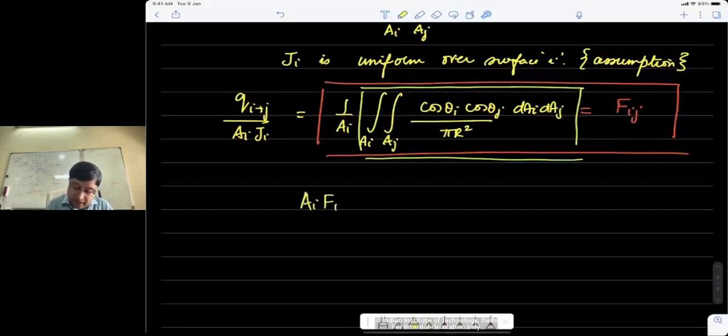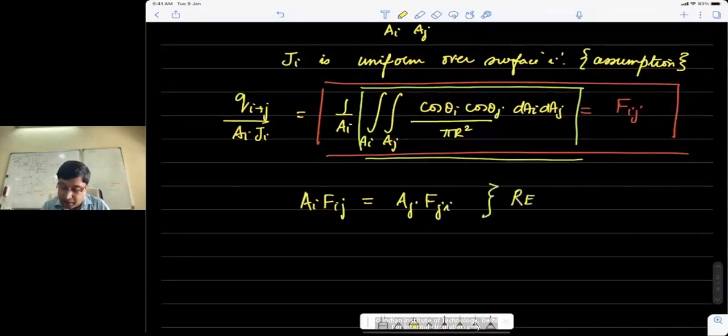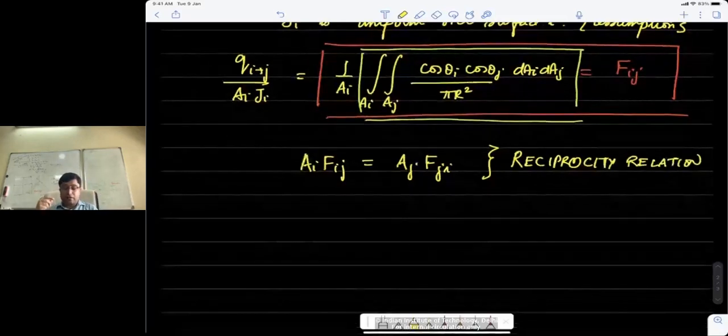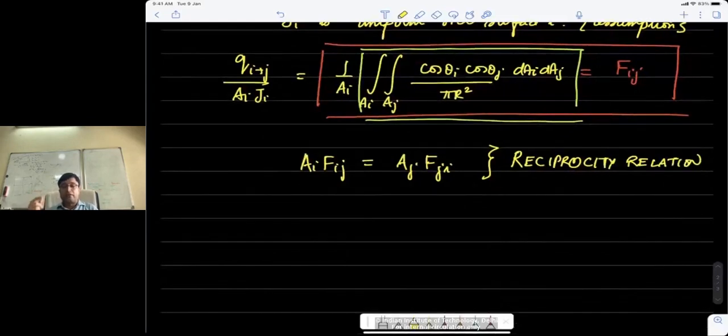Ai Fij would be the same as Aj Fji, if I just multiply Ai on one side and Aj on the other side. This is what is called a reciprocity relation, and this is also a powerful tool in most of these radiation based calculations. The idea is that if I know the view factor from surface i to j, knowing the areas of the two surfaces, I can also calculate the view factor from surface j to i. That is just a simple way of saying this.